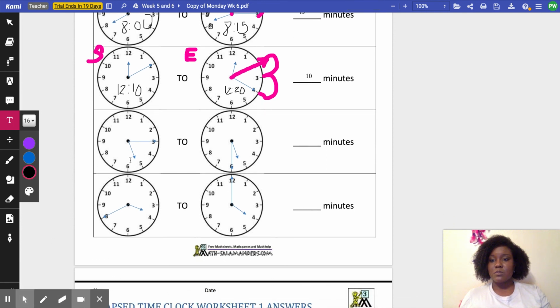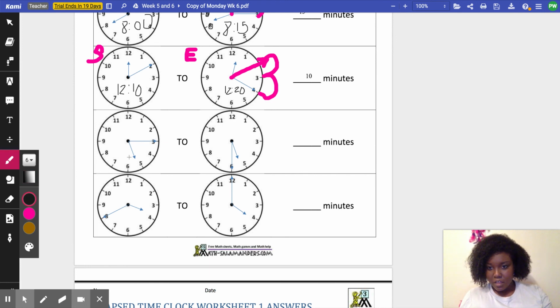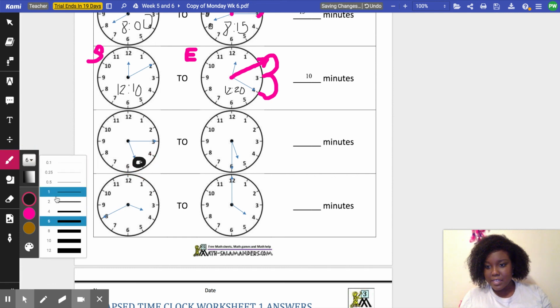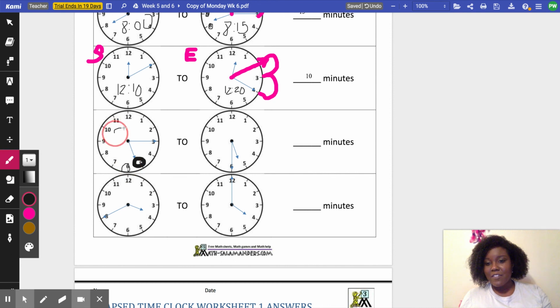Moving on to this next one. The clock on the start time is between the 5 and the 6. It is 5:15. And then the end time is 5:30.